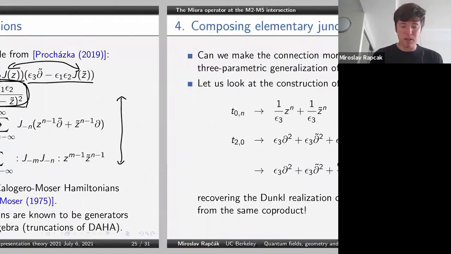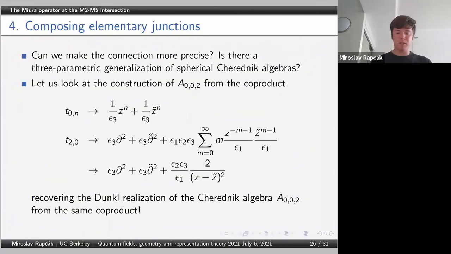And the question was, can we actually make the connection more precise? And is there a one-parameter generalization of the Cherednik algebras? And the answer to both questions is yes. And that's something that I'm going to do in the rest of the talk.